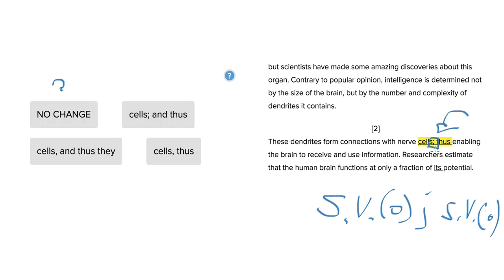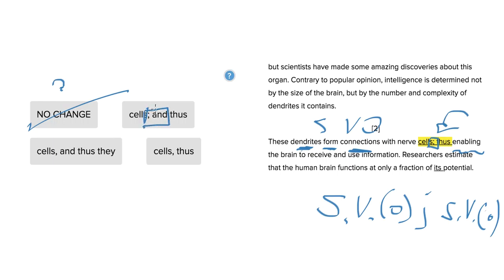What we have here instead is an SVO over here. These dendrites, subject, form, verb, connections, object, and then we have our semicolon, thus enabling the brain. There's no subject. We simply have this enabling verb here. So because we don't have a subject, we don't have a full independent clause following the semicolon, this one is wrong. Answer choice B looks a little better.